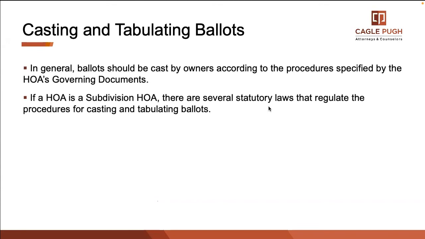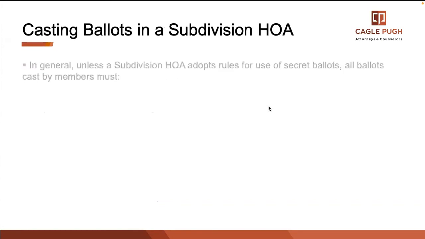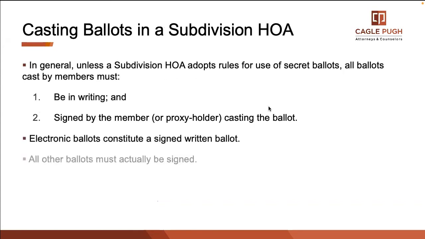In general, ballots should be cast by owners according to the procedures specified in the governing documents. And if you're a subdivision, there are several laws that regulate how you cast and tabulate ballots. In general, unless the association adopts rules for the use of secret ballots, all ballots in a subdivision must be cast in writing and then signed by the person casting the ballot. Electronic ballots do constitute a signed written ballot. All paper ballots have to actually be signed.